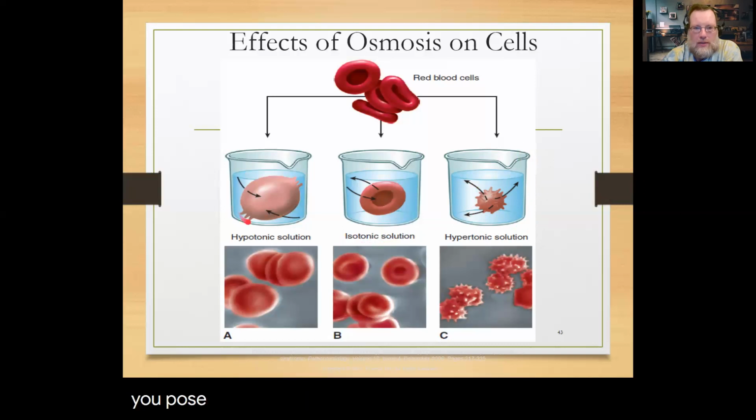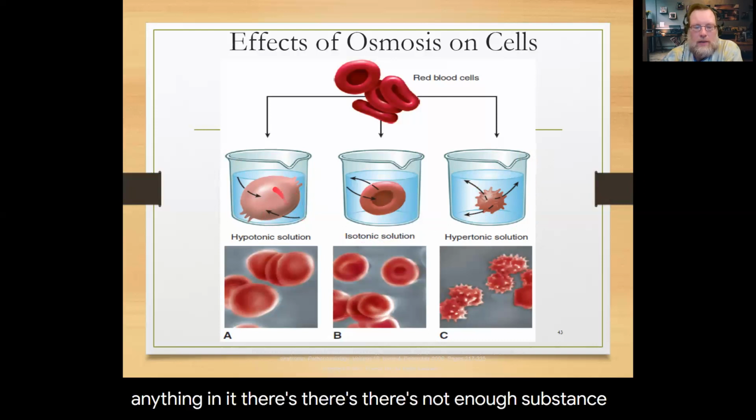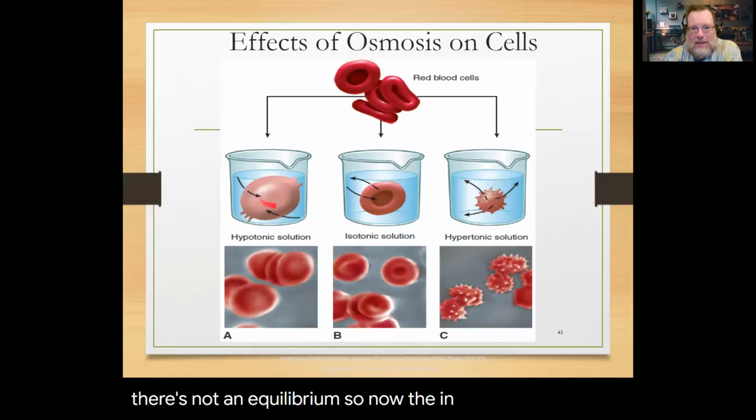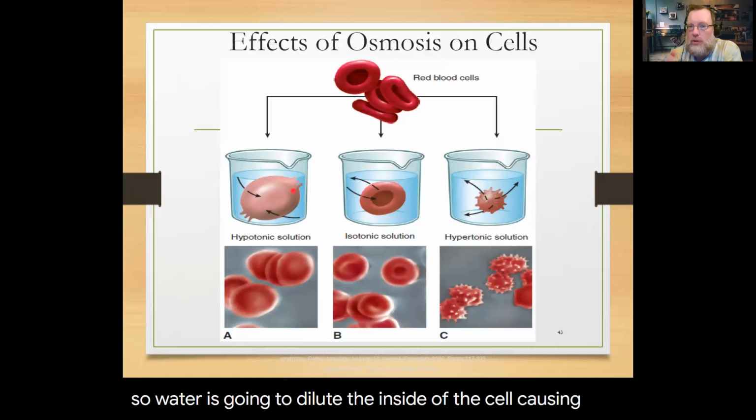In a hypotonic solution, now we have a solution where there isn't anything in it. There's not enough substance. There's not an equilibrium. So now the inside of the cell has more substance than the outside of the cell. We call that hypotonic, so not enough stuff in the solution. So what we're going to see is the movement or rushing of water from a low concentration of solute to where we see a higher concentration of solute. So water is going to dilute the inside of the cell, causing it to rupture or burst.